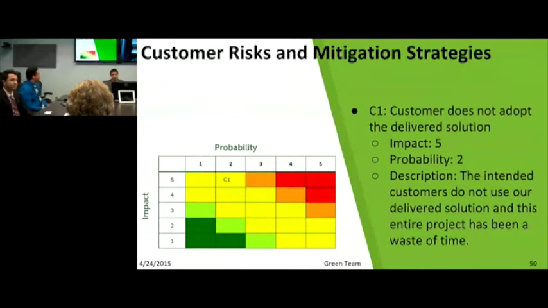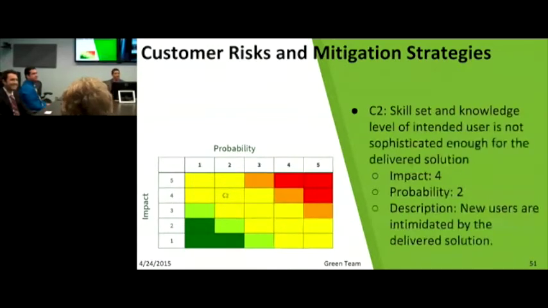This customer risk would be the customer just doesn't adopt our delivered solution. And you mitigate that through Agile and case study. The second customer risk is pretty much new software.